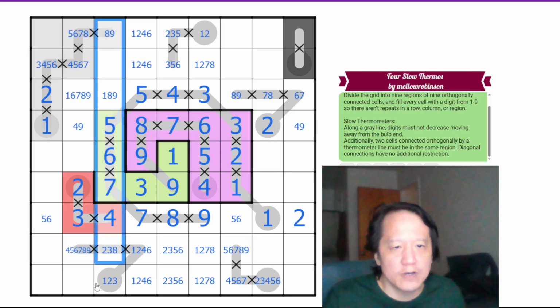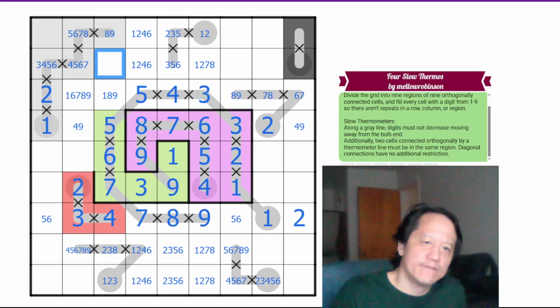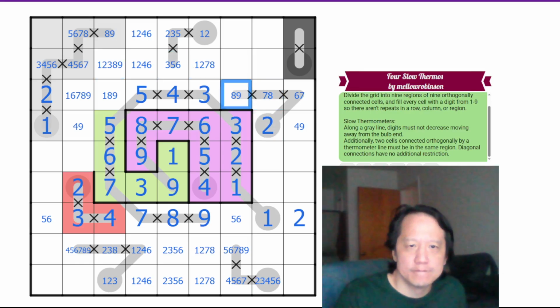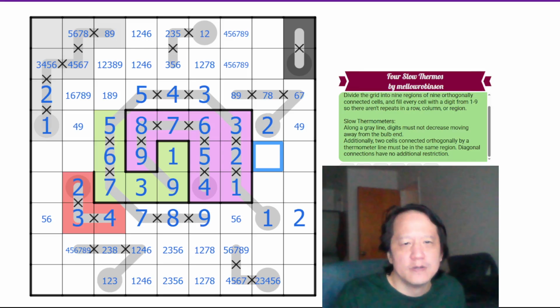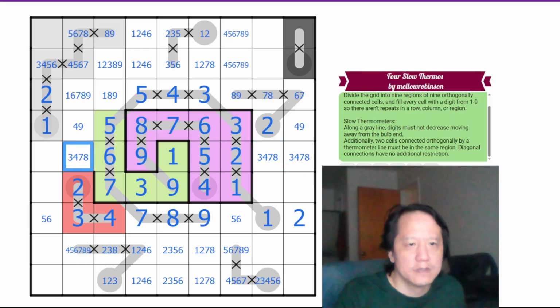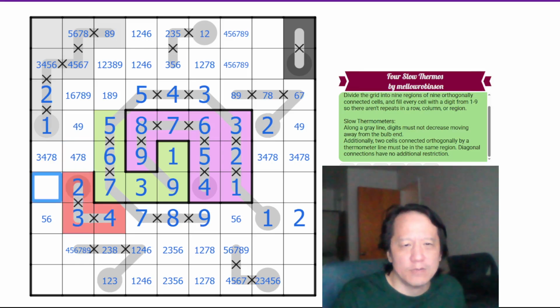Remaining digits of column 3. 1, 2, 3, 8, 9. Remaining digits of column 6, 4 through 9. Remaining digits of column 5. We have 3, 4, 7, 8. No 3 here because of 3 in the column. Row 6, we have 5, 6, and 8.